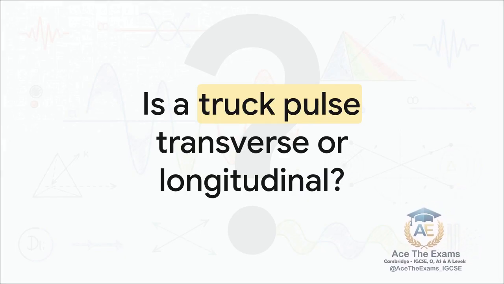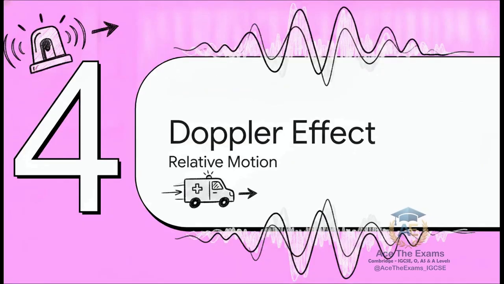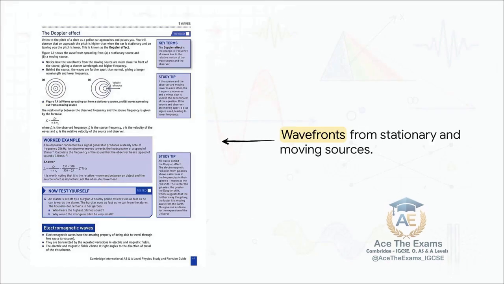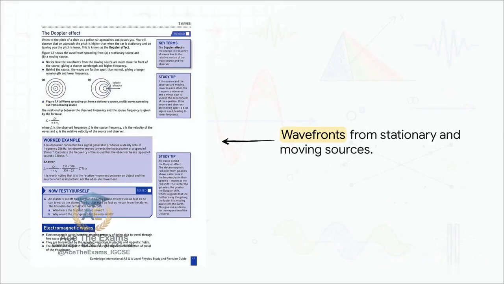Because of that parallel motion, this perfectly models a longitudinal wave. Let's jump into section 4, decoding the Doppler effect. This is one of the coolest parts of physics, where relative motion literally bends the rules of what we observe.